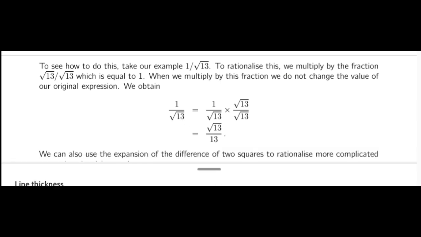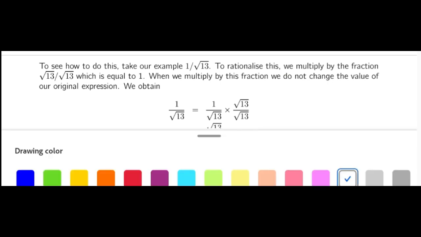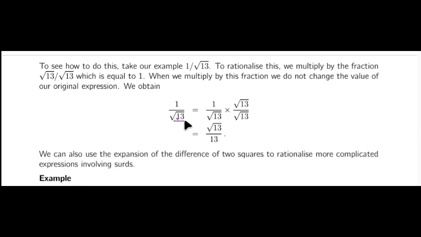We are supposed to use what we get in the denominator and multiply it in the numerator and the denominator, and that's why you're having root 13 all over root 13. So when you take it to the next step, you're going to have root 13 all over square root of 13 squared, right? And that's how you're left with this.